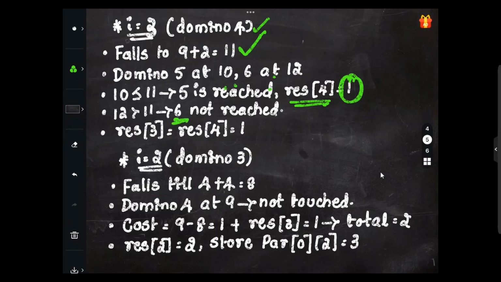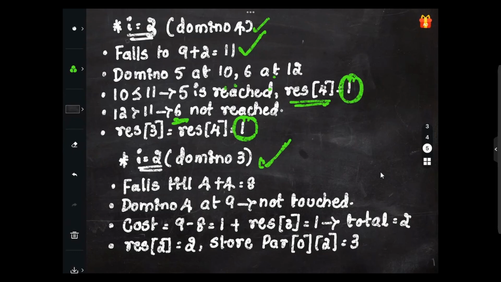So for result of 3 and result of 4, we have to add the extra unit 1 here. So result of 3 equals result of 4, both will be going for 1. Now let's move on with domino 3 here.